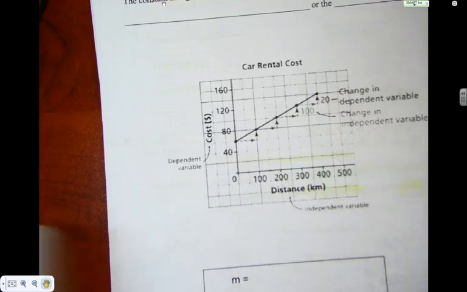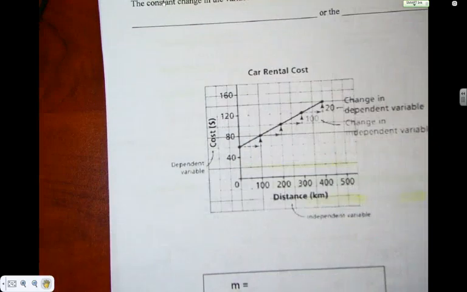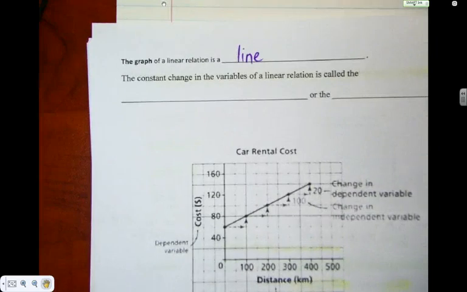From a graph, it's easy to tell if something is linear because what does a linear graph look like? A line. Don't say the word straight. Straight line drives me crazy. To a mathematician, what's a non-straight line? A curve, and then that's not a line. So just a line. Don't say straight line.